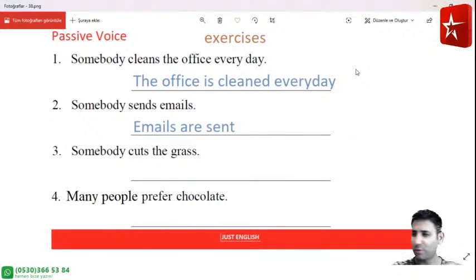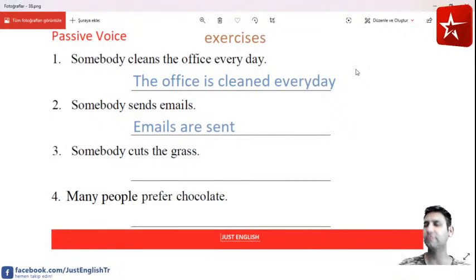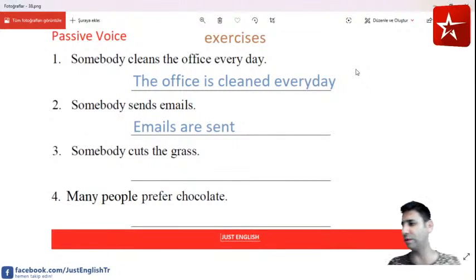Buse silmene gerek yoktu. Konuyu anladın sen. Boş ver, bir iki harf yanlış olsun, ne olacak? Mantığı anladın ya. Önemli olan o.